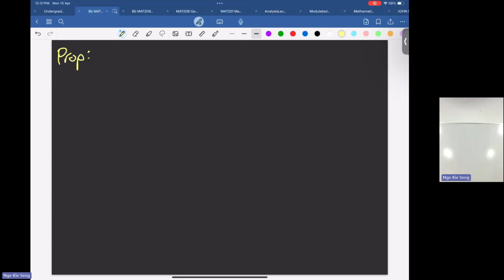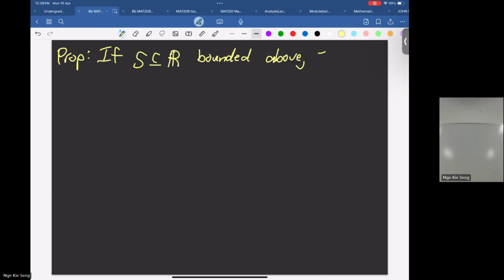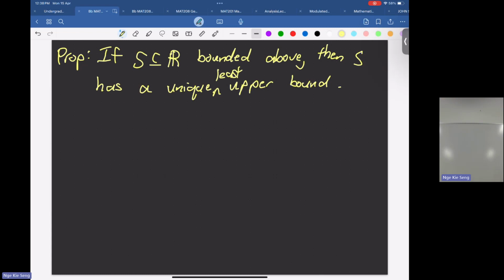So proposition: if a subset is bounded above, then what? Then this set actually has a unique least upper bound. So actually, the least upper bound is unique.